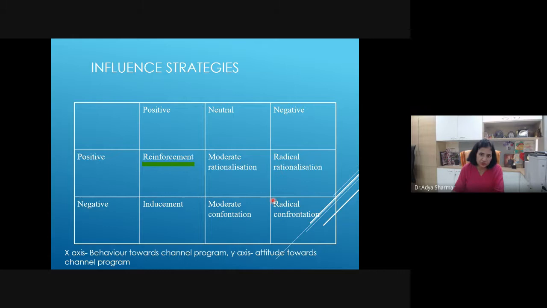Now look at this person. This person, the stakeholder, is not a part of the organization and he is spreading negative things about the company. Who is he? You're not part of the family. You are spreading negative attitudes. This is radical confrontation. This is when you use your power of legal, legitimate, and punishment.